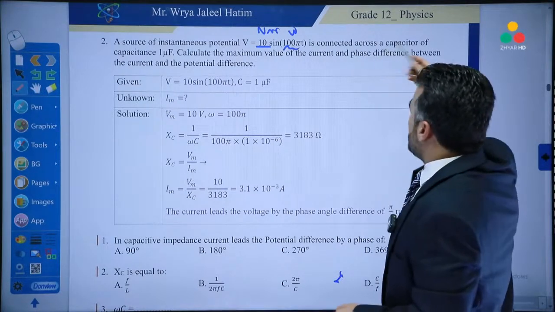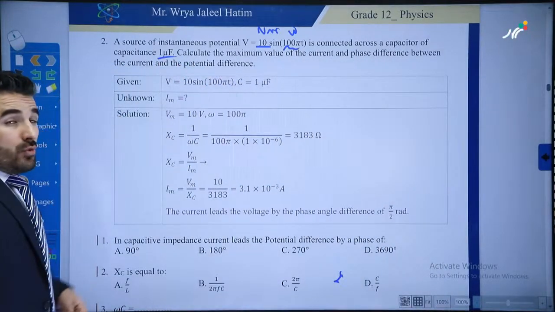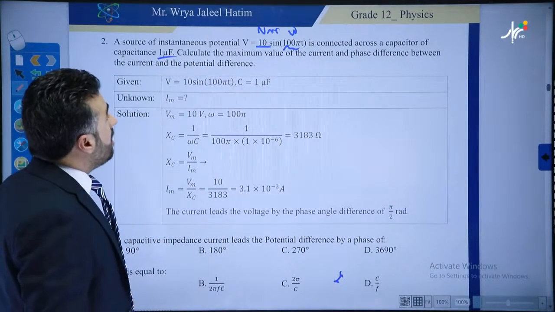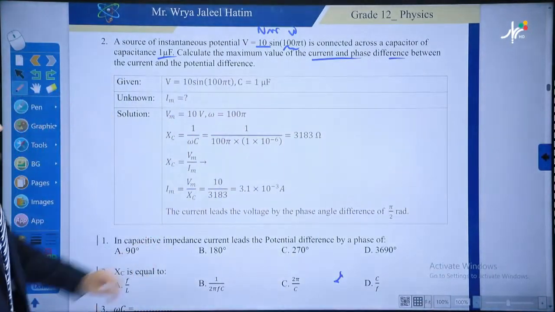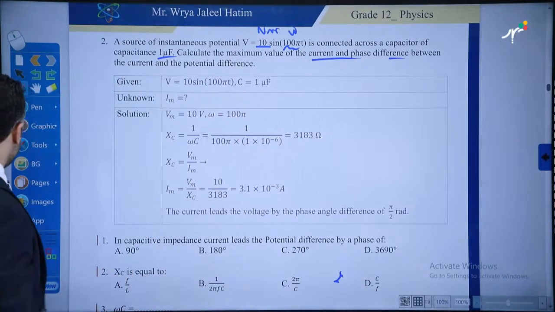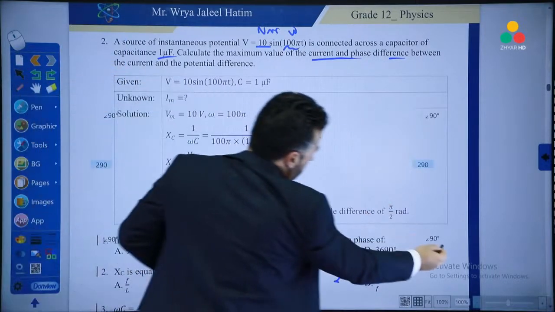Okay, so it is connected across a capacitor of capacitance. So we have C, which is 1 microfarad. Again, 1 times 10 to the power negative 6. Calculate the maximum value of the current and the phase difference between the current and the potential difference as well. So once again, how do we do this one? Let me try this one as well.